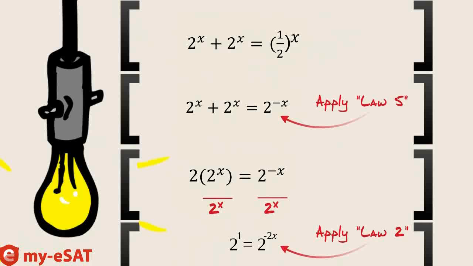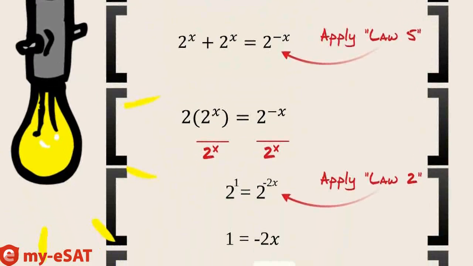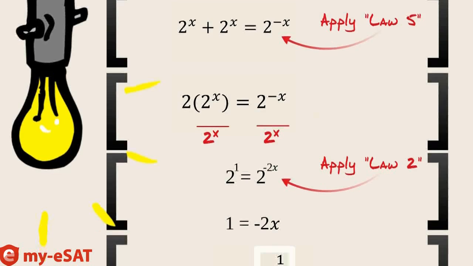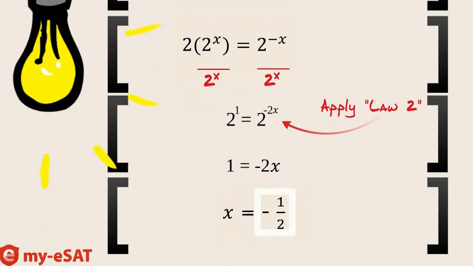Because now both sides have the same base, we can set the exponents equal to each other. 2 has an exponent of 1. Therefore, we can set 1 equal to negative 2x. Using algebra, we get x equals negative 1/2. Perfect! Whew! That was a lot of manipulating the equation. I gotta take a shower. But note how crucial our laws of exponents were to solve this problem.